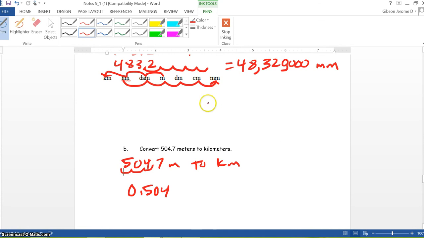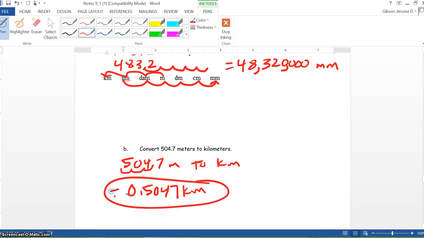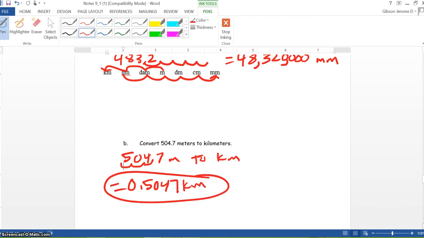Okay, class, picking up where we left off. We were on B. We said convert 504.7 meters to kilometers. We went to meters, and we had to move 3 places to the left. So that means we needed to move 3 places to the left here, which gives us 0.5047 kilometers. And that is the final answer for that question.